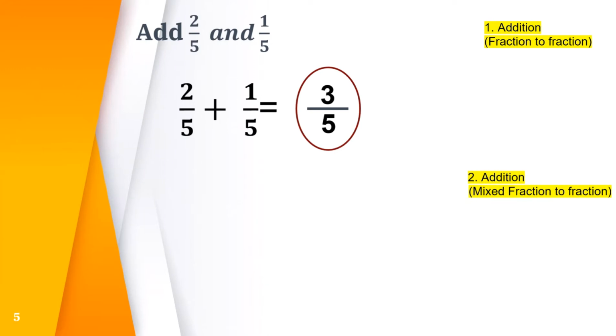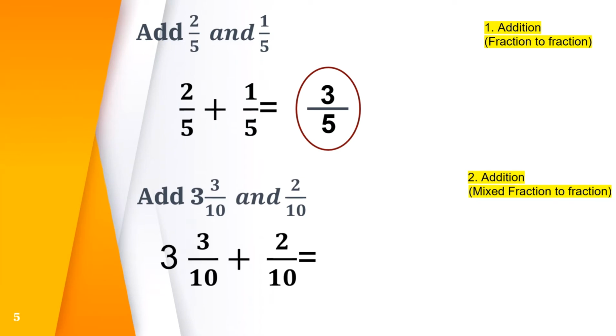Next, addition of mixed fraction to fraction. Add 3 and 3/10 and 2/10. So, 3 and 3/10 plus 2/10 equals, so add natin yung numerators, 3 plus 2 equals 5. Copy the common denominator na 10. And next, copyahin lang natin yung whole number natin sa addend dahil wala namang whole number sa isa. So, that is 3. Now, ang nakuha natin ay 3 and 5/10.